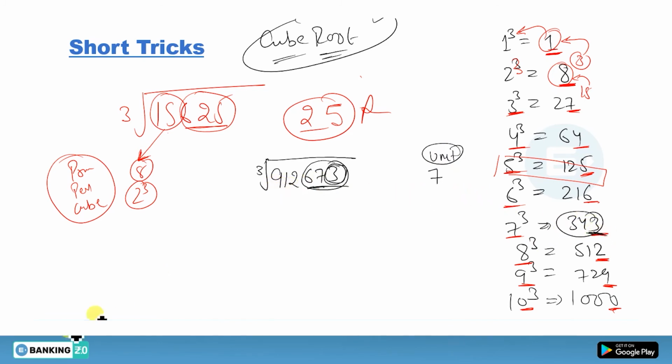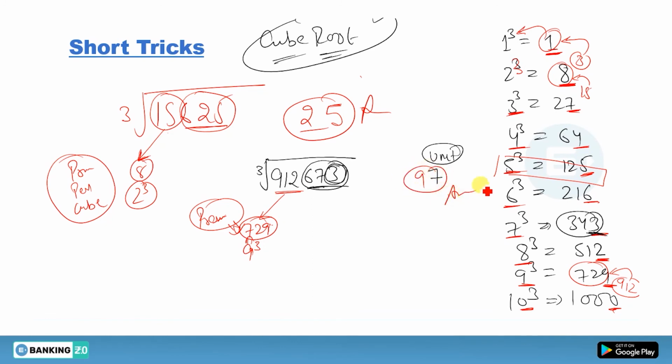Now you are left with this 912. Now what is the previous perfect cube of 912? You will say, sir, the previous perfect cube before 912 is 729. So this one is 729 and this one is a perfect cube. Now 729 is the cube of what? 9. So this 9, you'll get 729. So just put 9 here, you'll get 97 as the answer.